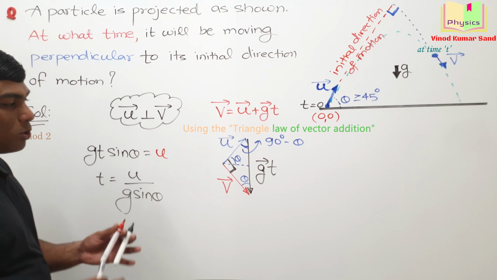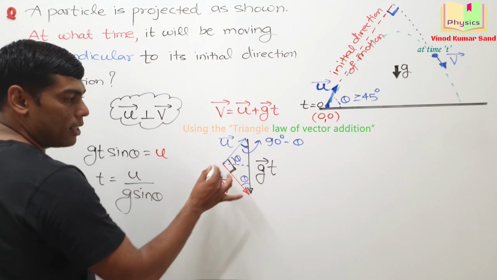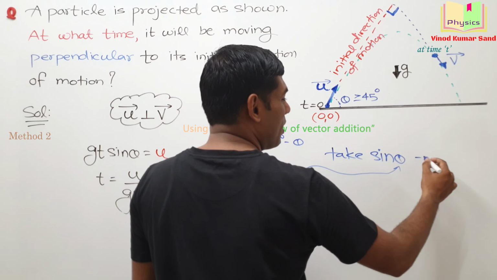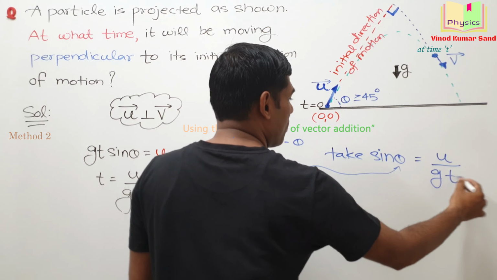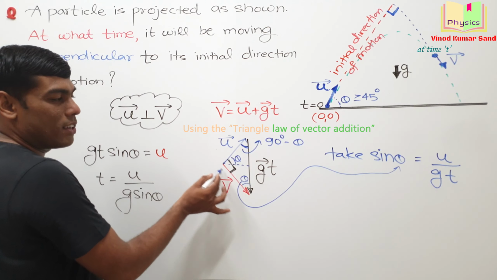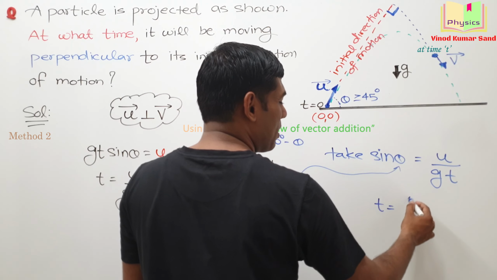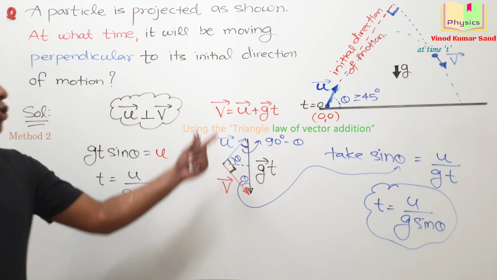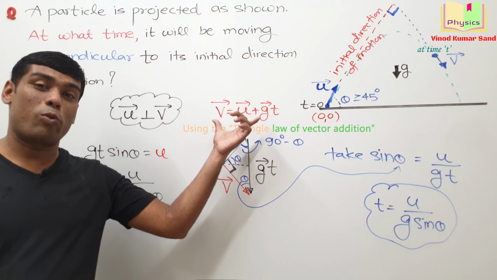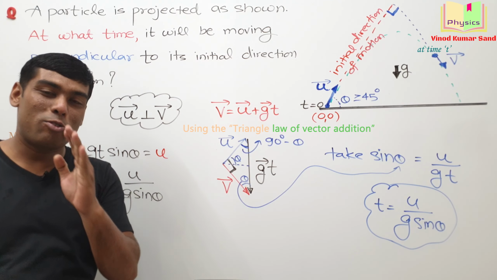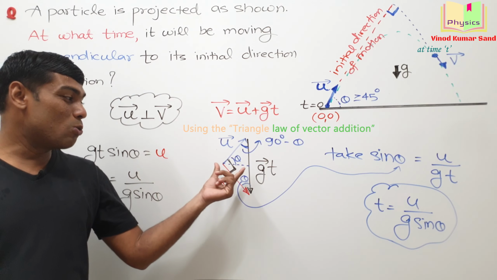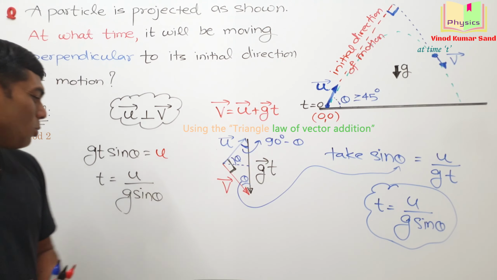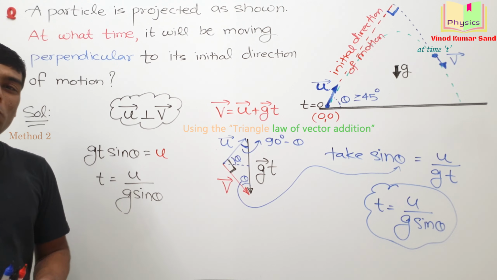If you are not getting it, take the sine theta in this bigger triangle. Sine theta will be equal to u by gt. I hope you understand this. So what will be t? T will be equal to u by g sine theta. Again, the same answer. So this approach, the triangle law of vector addition, is a very powerful tool. If you think about the projectile motion using the vector approach, many questions become super easy. Got it? You may note down this second method of solution, then we'll move to the third method.